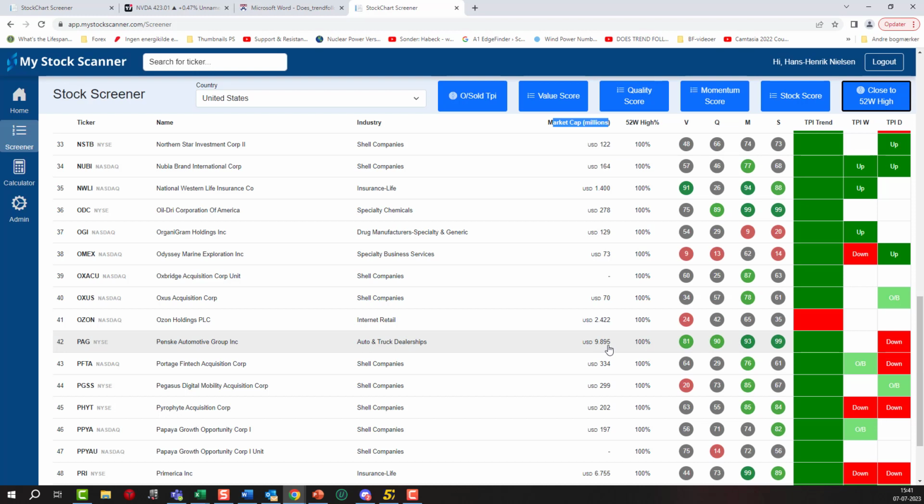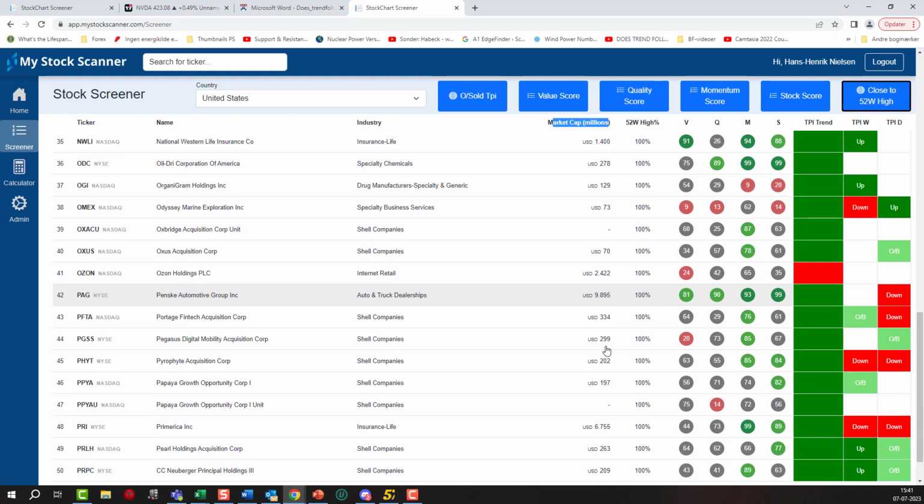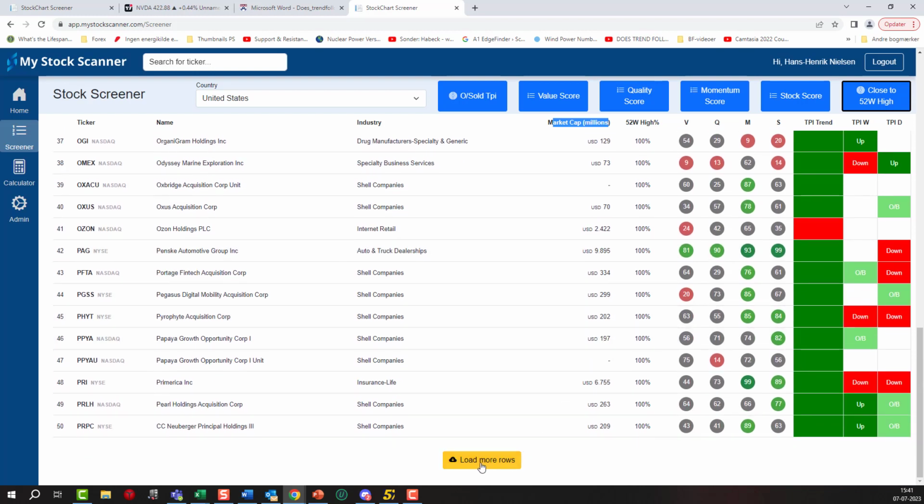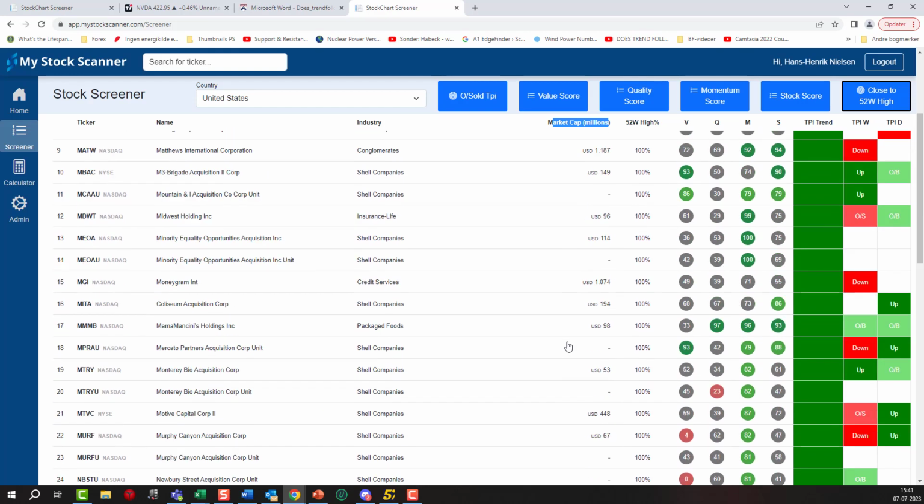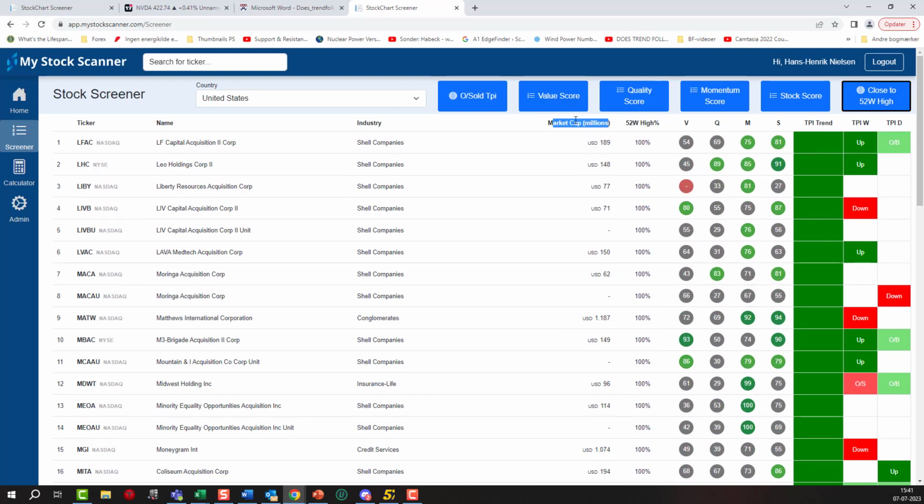This is about a $10 billion market cap. You might even go up even further. You can choose more here, and soon we will have a market cap filter in here in the screener as well. And then you can say, I only want stocks that are above, for instance, 30 or $40 billion in market cap. That makes sure you're only getting the best ones.